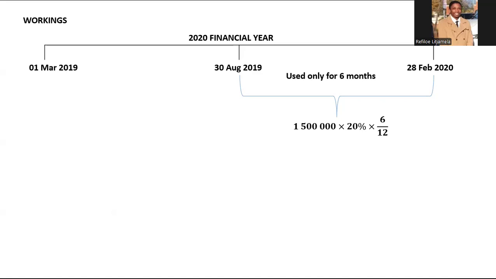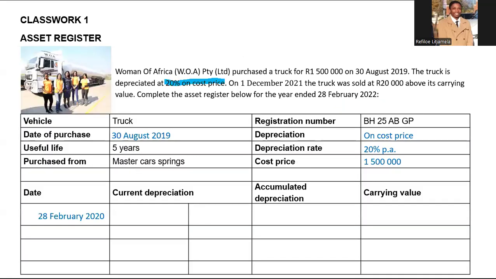So when we record it in our asset register, we are going to have that 1.5 million times 20% times 6/12. It'll give us 150,000. Accumulated depreciation for that year will be the same as depreciation for that year, which is 150,000. Carrying value will be 1.5 million minus 150,000, which will be 1,350,000.